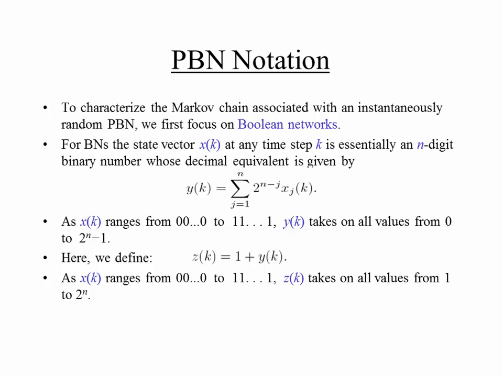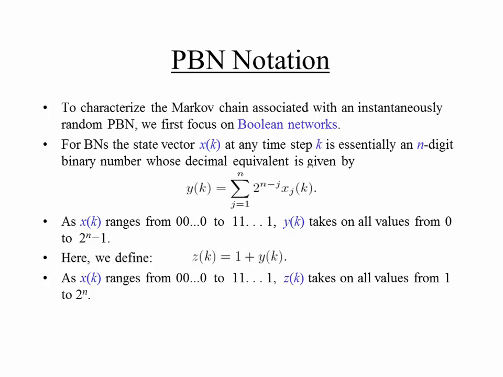Now for Boolean networks, the state vector xk at any time k is essentially an n-digit binary number. If you have n genes, it's an n-digit binary number, with ones or zeros in all the locations. And you can compute the decimal equivalent by this formula. Given a binary string, you can compute its decimal equivalent. So as xk ranges from 0 all the way up to n ones, yk is going to take on all values from 0 to 2 to the power of n minus 1.